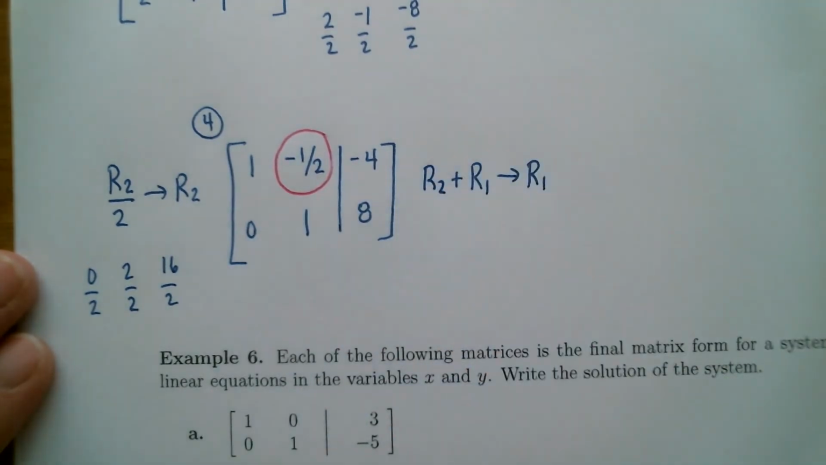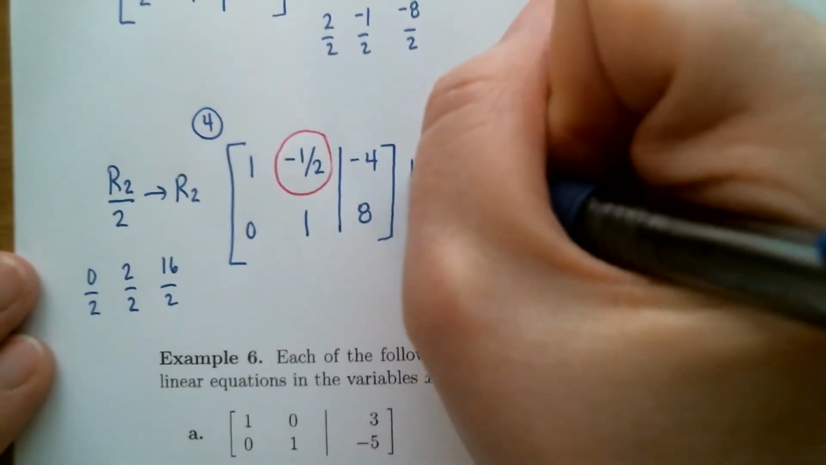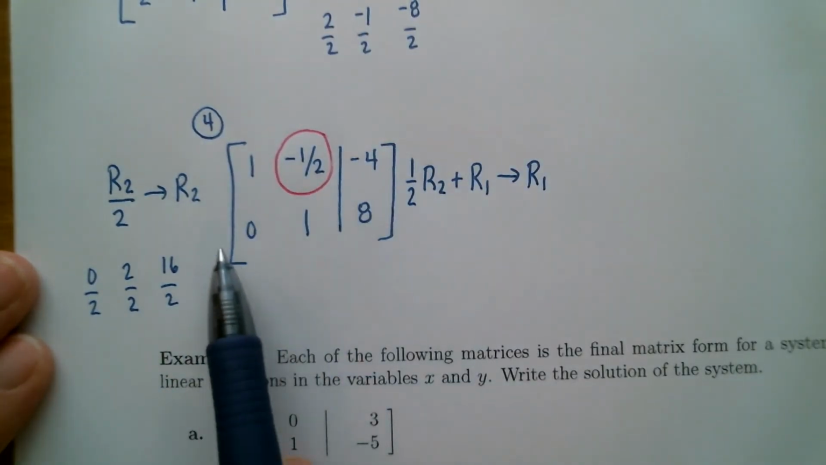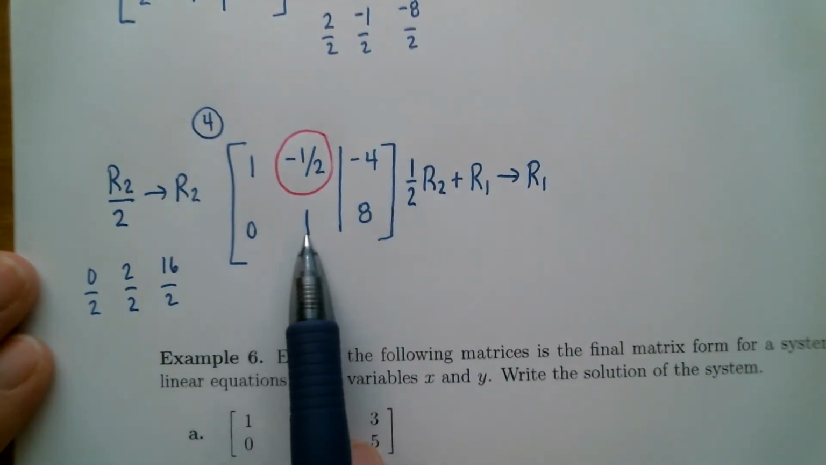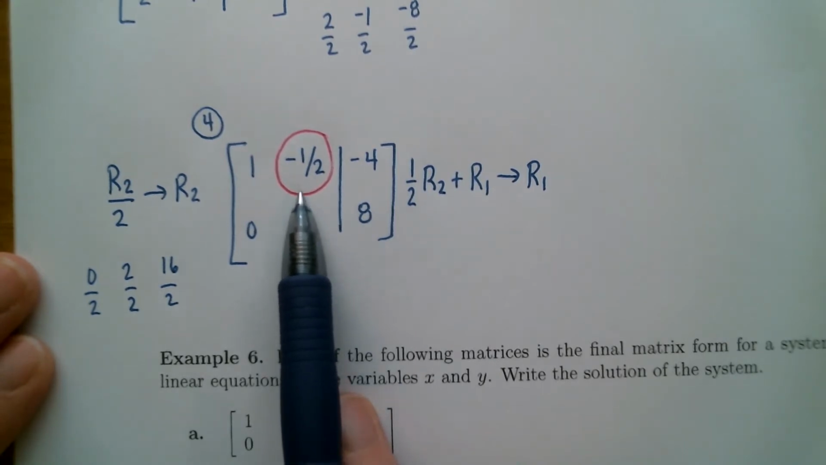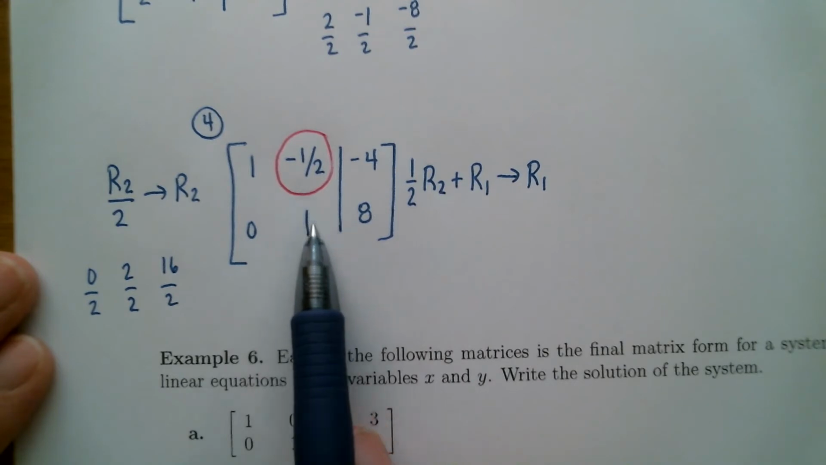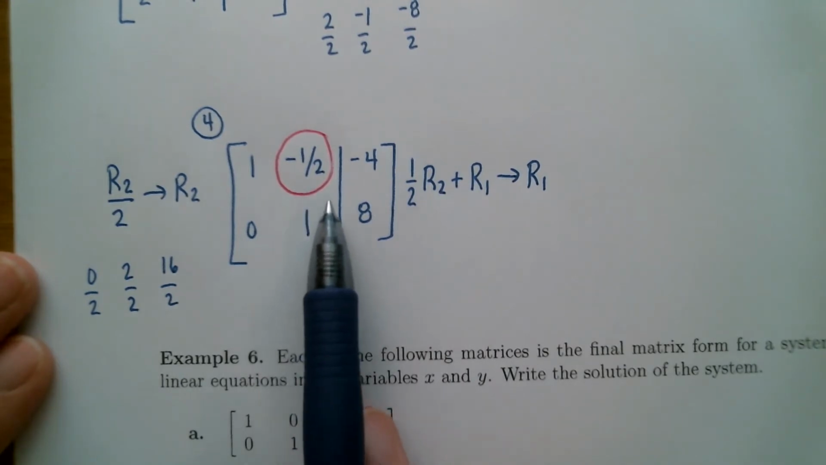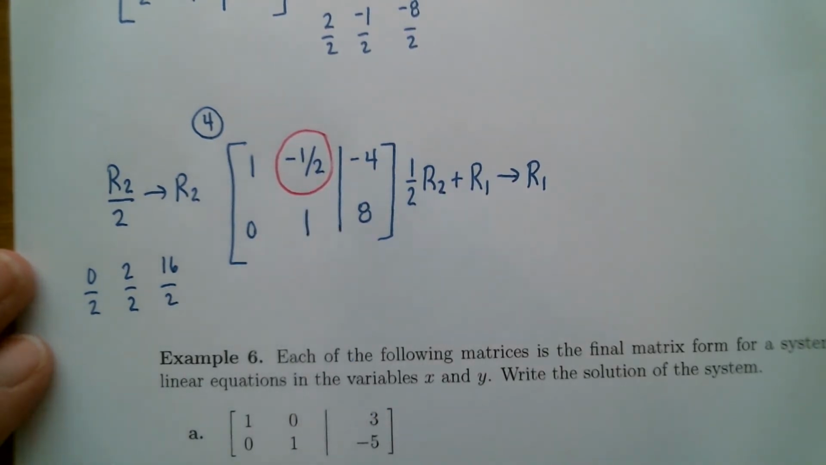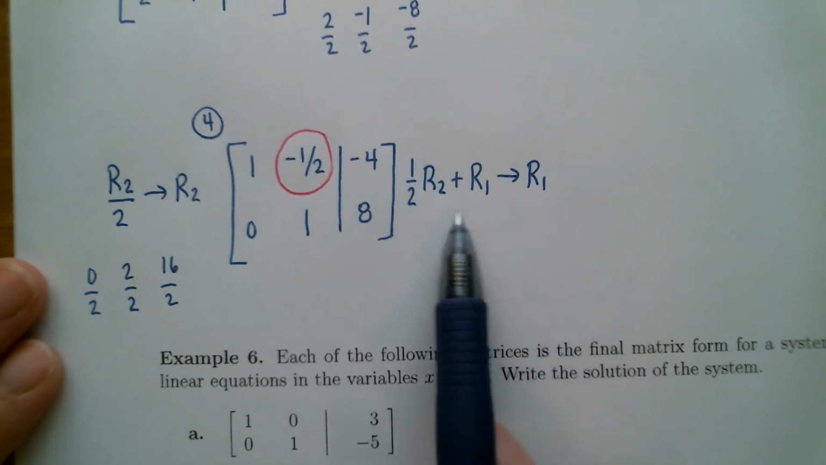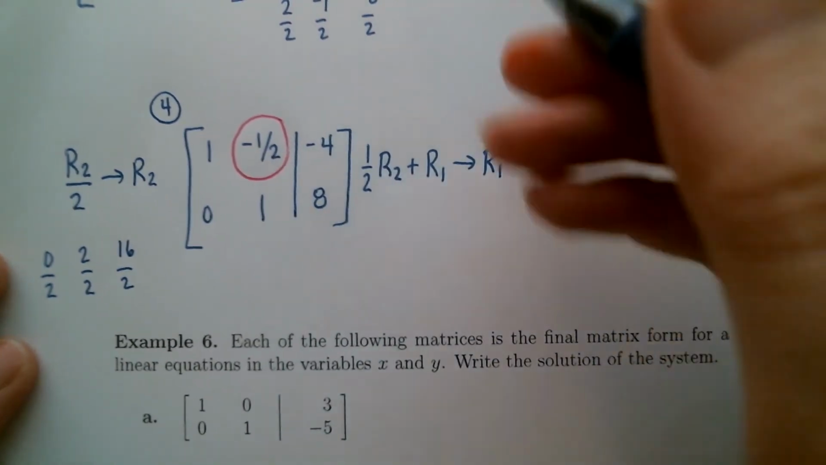What is going to cancel out a negative 1/2? Well, a positive 1/2. So we are going to do a positive 1/2 times the second row. That would put a positive 1/2 right here. So when I add it back to row 1, 1/2 plus negative 1/2 will give me the 0. So this is going to be my next row operation to get the fifth and final matrix.